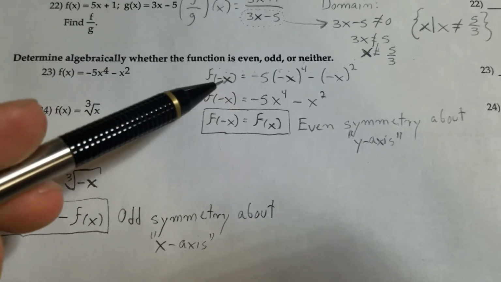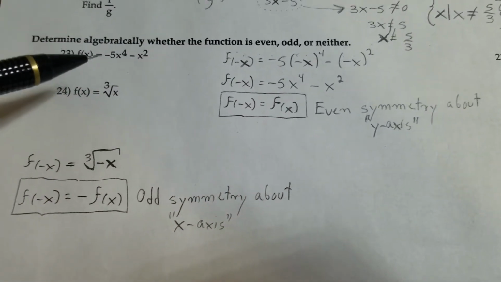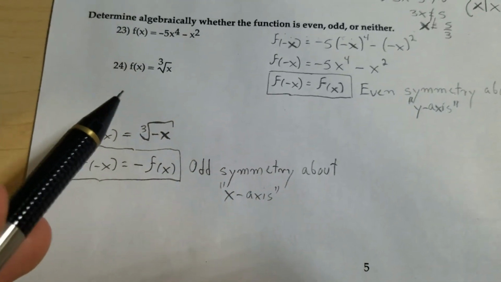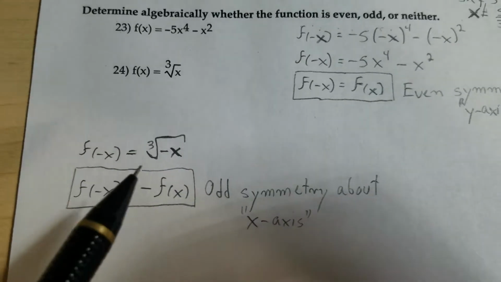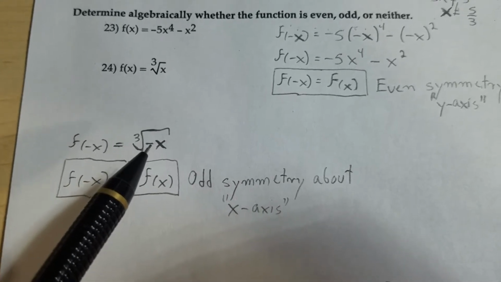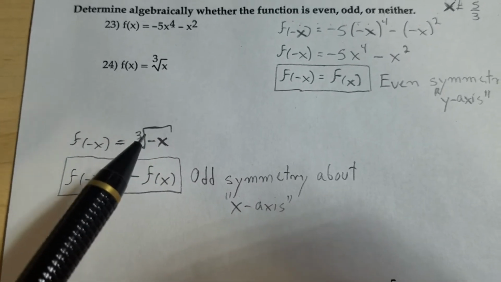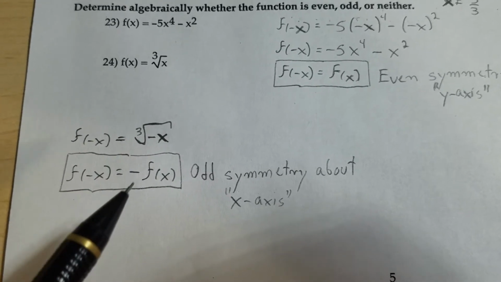So if you want to know whether the graph is even, odd, or neither, all you have to do is just replace x by negative x. And then 24 would be this: the cube root of negative x. When you do that, you will see that for any number that you take the cube root of, if that number is negative, the final result is also going to be negative.